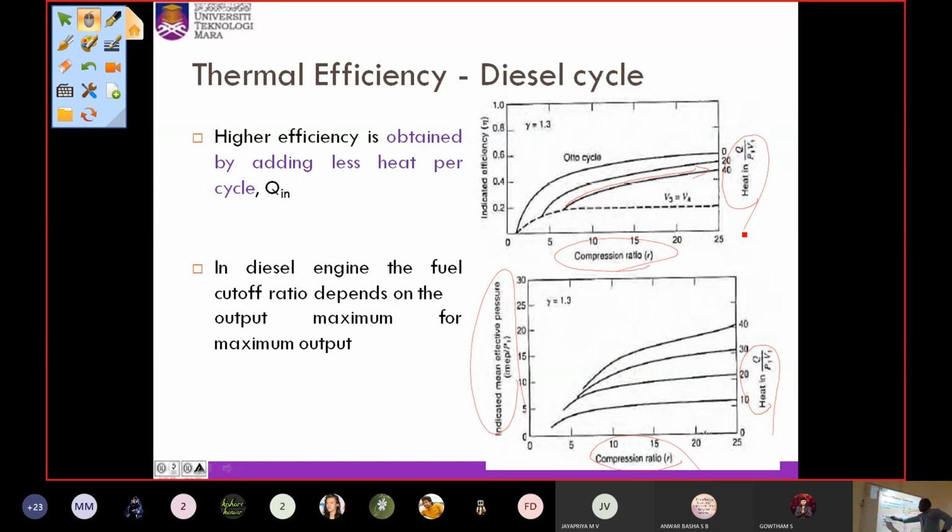Right. So from this statement we can clear that in a diesel engine, the fuel cut-off ratio depends on the output. If maximum, there will be maximum output. So the cut-off ratio will be the factor here. So you can get the increased efficiency by increasing the cut-off ratio.